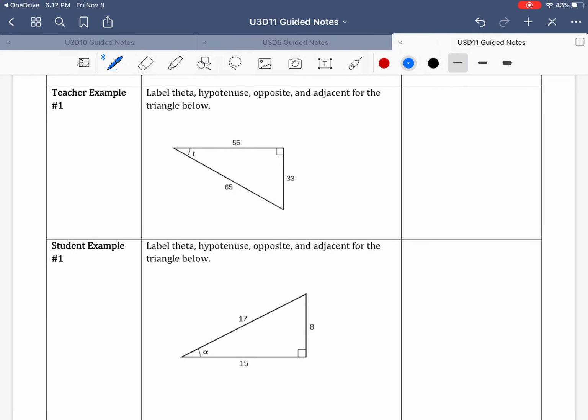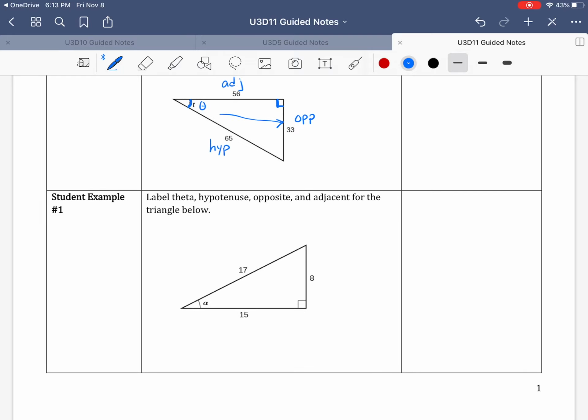So our first teacher example is to label theta, hypotenuse, opposite, and adjacent for our triangle below. So theta is our only angle, and here the angle that's indicated is t, so we'll put that as theta. Once we have our right angle here, opposite our right angle, we know that 65 is our hypotenuse. From theta on the other side, that's our opposite, and then next to theta is our adjacent. So label those 4 things for your student example number 1.